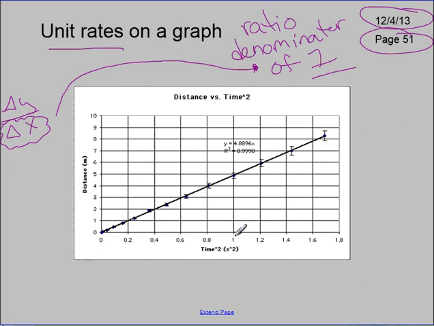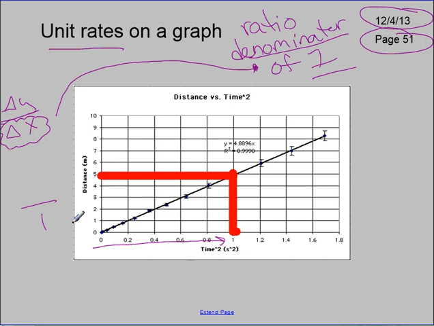What if I go over 1 on my graph and find out what my matching y is? And you might be a little bit confused, just bear with me. I went to my 1, I'm going to go up to where my graph is and find out where exactly that is on my y-axis. So if I go over 1, that means my change in x is 1, which gives us a fraction with a denominator of 1. And then my change in y here is 5.